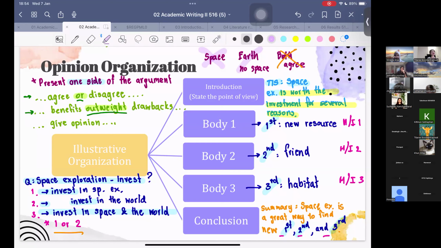So with this one, I start with planning. If I say that I think space exploration is worth the investment and we should do it, I provide a list of reasons, technically three reasons why we should invest in space exploration.